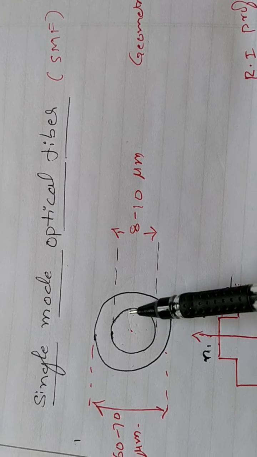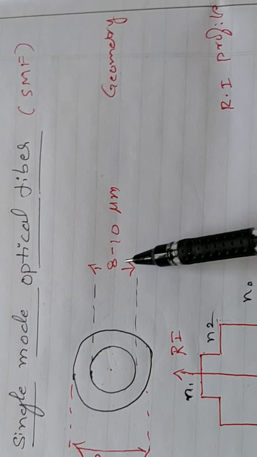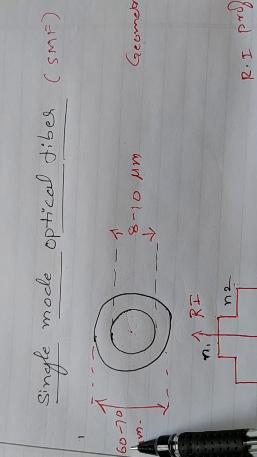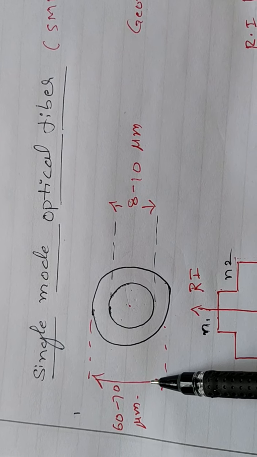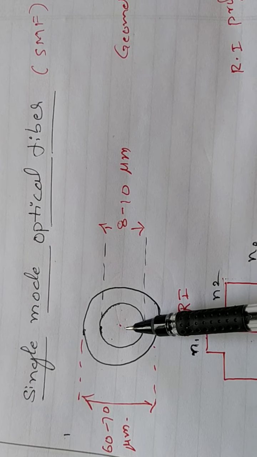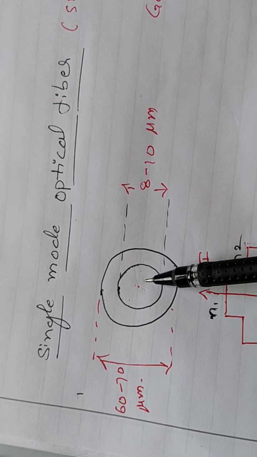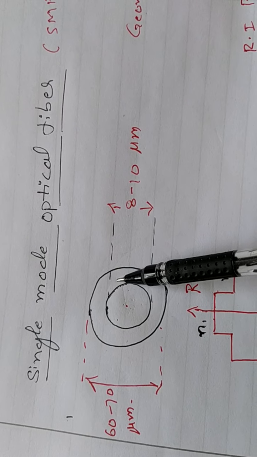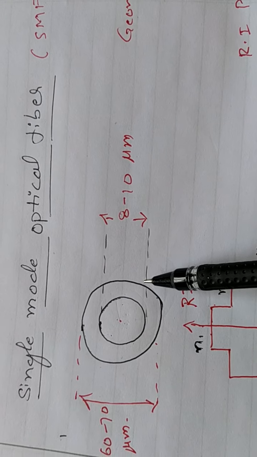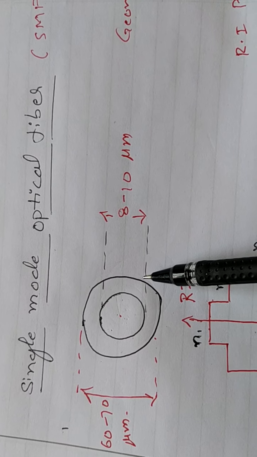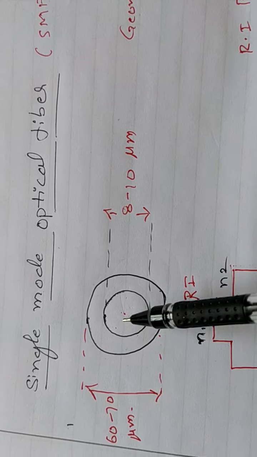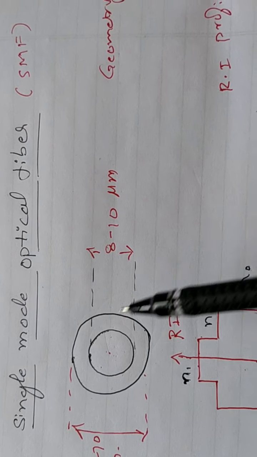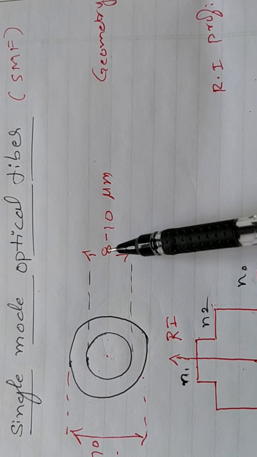The single mode optical fiber has a narrow core of diameter about 8 to 10 micrometer and a very thick cladding, with an outer diameter of about 60 to 70 micrometer. The core is made of silica SiO2 doped with germanium, because doping with germanium slightly increases the refractive index. The cladding is either pure silica or slightly doped with oxides of phosphorus like phosphorus pentoxide. The only thing is N1 should be greater than N2. This is the geometry of the single mode optical fiber. The thing to be noted here is the diameter of the core is very narrow.